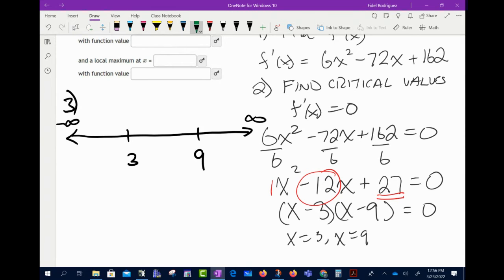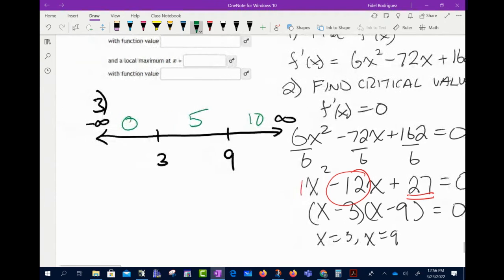Okay, we're going to pick our test value. So I need a number smaller than 3. What's the number smaller than 3? 0. Guys, 0 is always a great number to plug in because it's easy to plug in, okay? Now I need a number between 3 and 9. Any number between 3 and 9. 5, okay? And I need a number bigger than 9. 10. Could you pick 20 if you wanted to? Anything is bigger, right? It just happens to fall in those intervals.